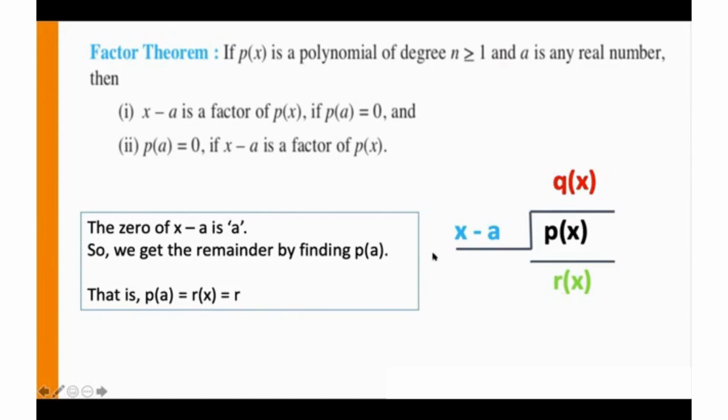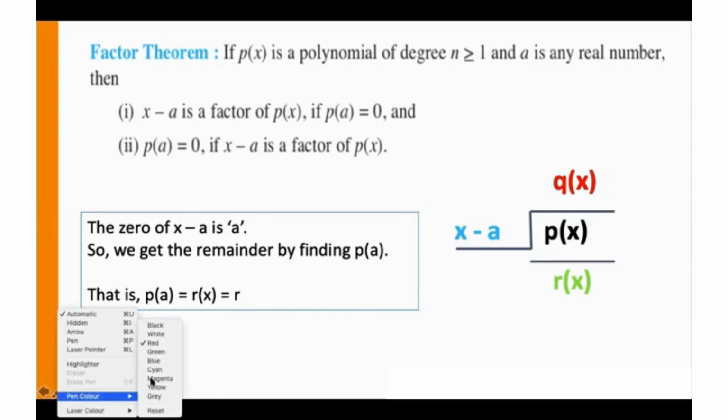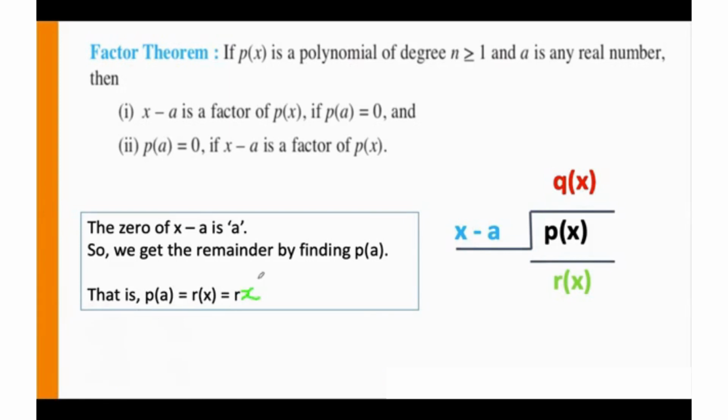So we get the remainder by finding p of a, by putting the zero of this divisor into the dividend. That's why we can say that p of a will give us the remainder, which is r of x, and r of x is always going to be a constant of degree 0. It will always have a degree of 0 because the degree of the remainder is less than the degree of the divisor. And since the divisor is a linear polynomial, the degree of the remainder will be 0.